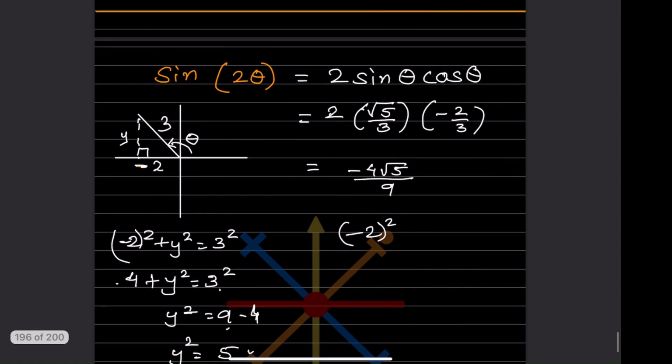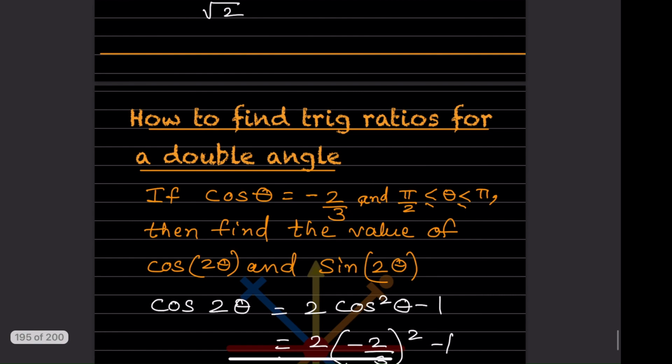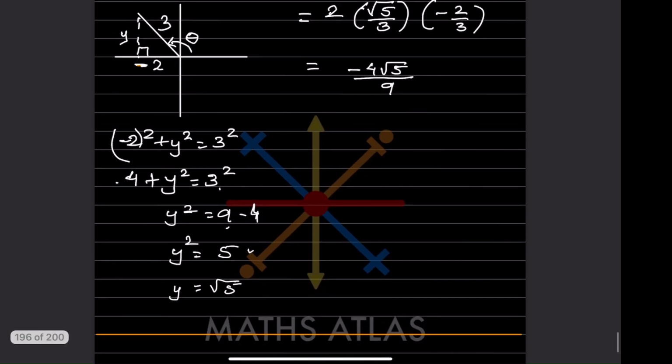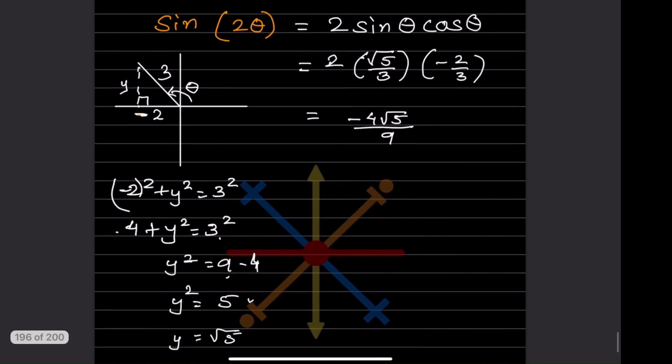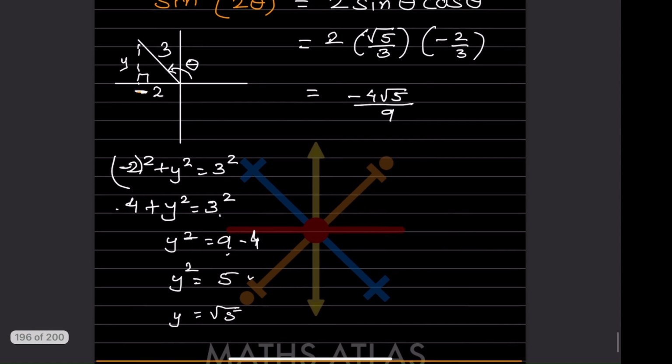So now when we expand this, what will we do? This will be minus 4. This will be root 5 as it is, when we multiply all of them. And even this should be multiplied, because this is a multiplication sign over here. So that will be 9. So they have asked for sine 2 theta. The value of sine 2 theta is minus 4 root 5 by 9. So this is the answer for this one.